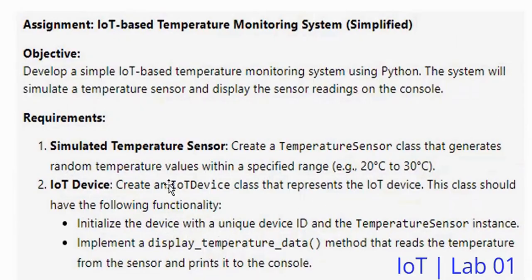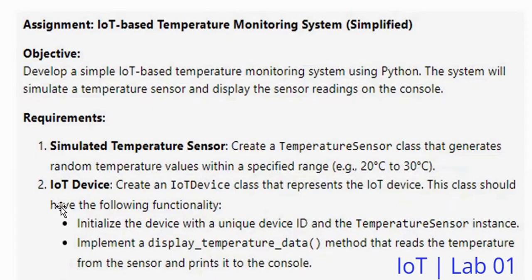Requirement number one is to simulate the temperature sensor. So create a temperature sensor class. Remember, we are using object-oriented programming where we have classes and objects, and also create some instances, and be able to execute our code. You create a temperature sensor class that generates random temperature values within a specified range. The range given to us is, for example, from 20 degrees Celsius to 30 degrees Celsius.